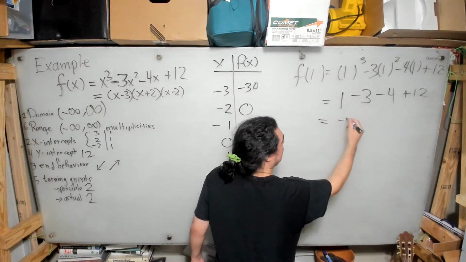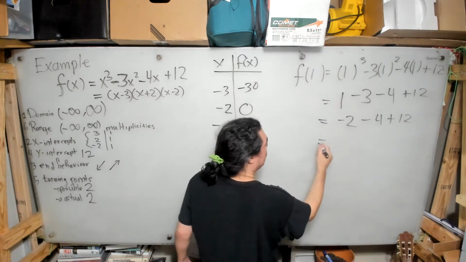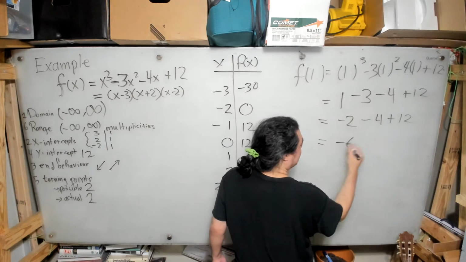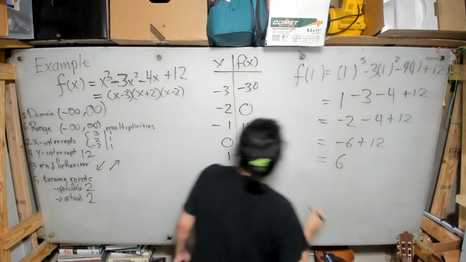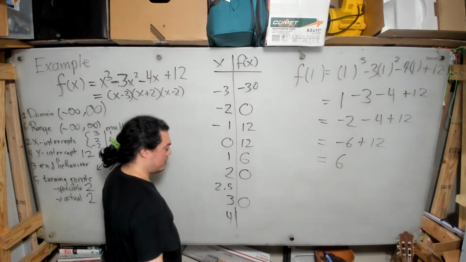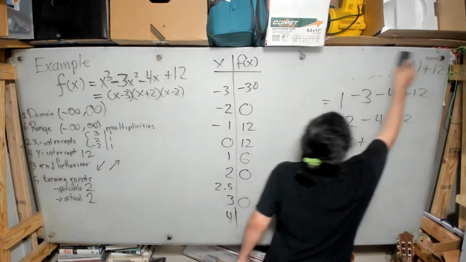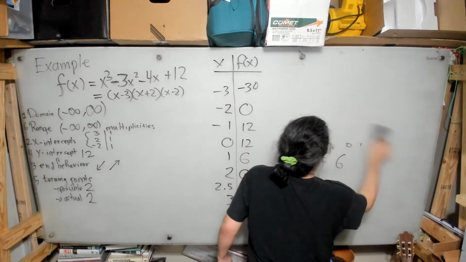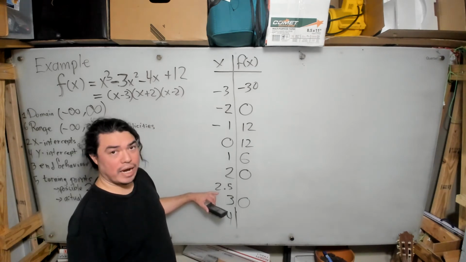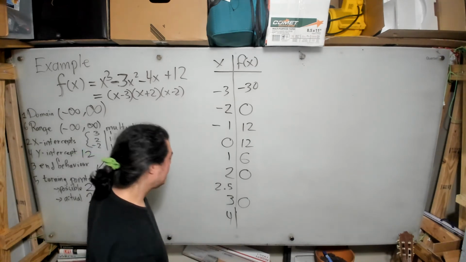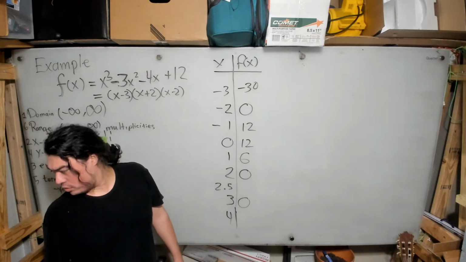1 minus 3, that's negative 2. And then I bring down my minus 4 plus 12. What's negative 2 minus 4? That's negative 6. And then I bring down my plus 12. Then, what is negative 6 plus 12? That's positive 6. So that's what goes here. Then here, we're in position to calculate the f value at 2.5. Now, I can write 2.5 as a fraction by expressing it as 5 over 2.